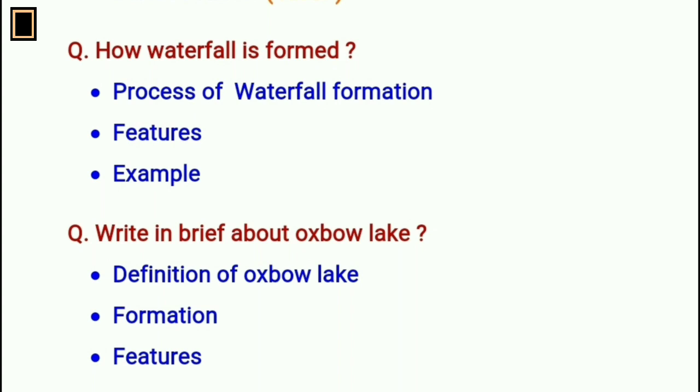The third important question can be: write in brief about Oxbow Lake. In that case, you need to give the definition of Oxbow Lake first, and then the formation or the processes, that means how these Oxbow Lakes are formed, and try to mention some features or characteristics of Oxbow Lake.